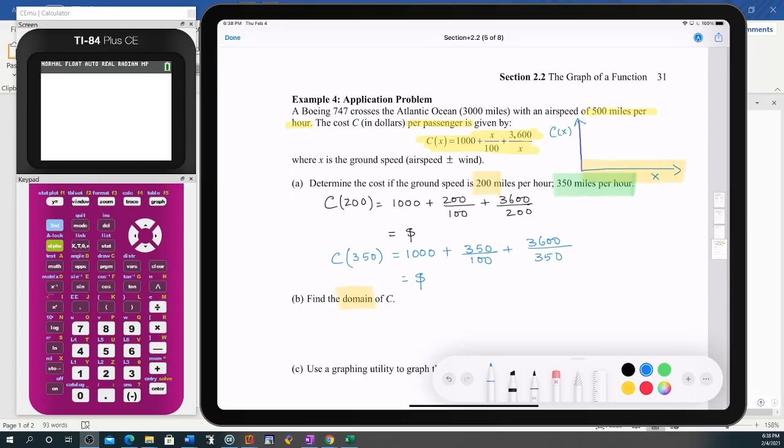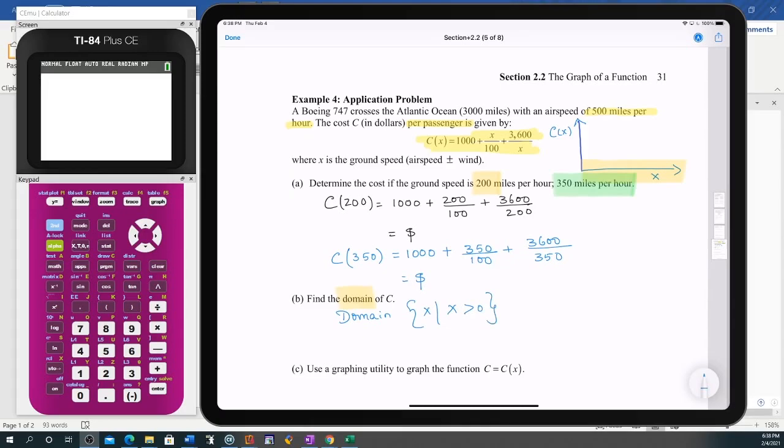So I can say that the domain of this function is x such that x is greater than 0. Or if I have to write the interval notation, it would be 0, comma, infinity.